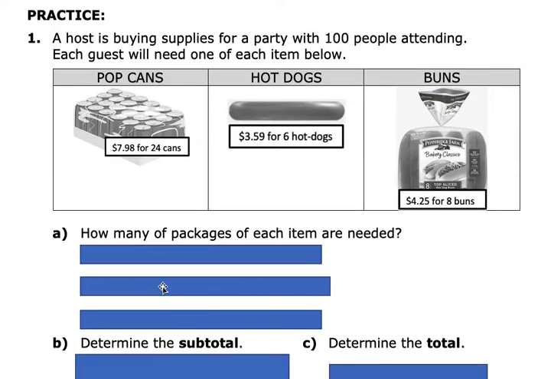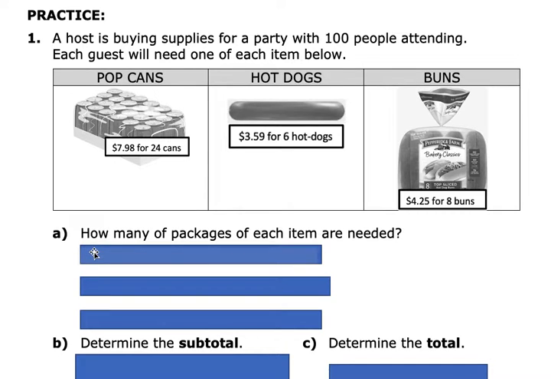Let's try to apply this to this situation. A host is buying supplies for a party with 100 people attending. Each guest will need one of each item below. So there's pop cans, hot dogs, and buns sold at different prices and in different quantities. How many packages of each item are needed? So this is a good time to pause the video if you'd like to try to answer these questions on your own first, and then check your answer.